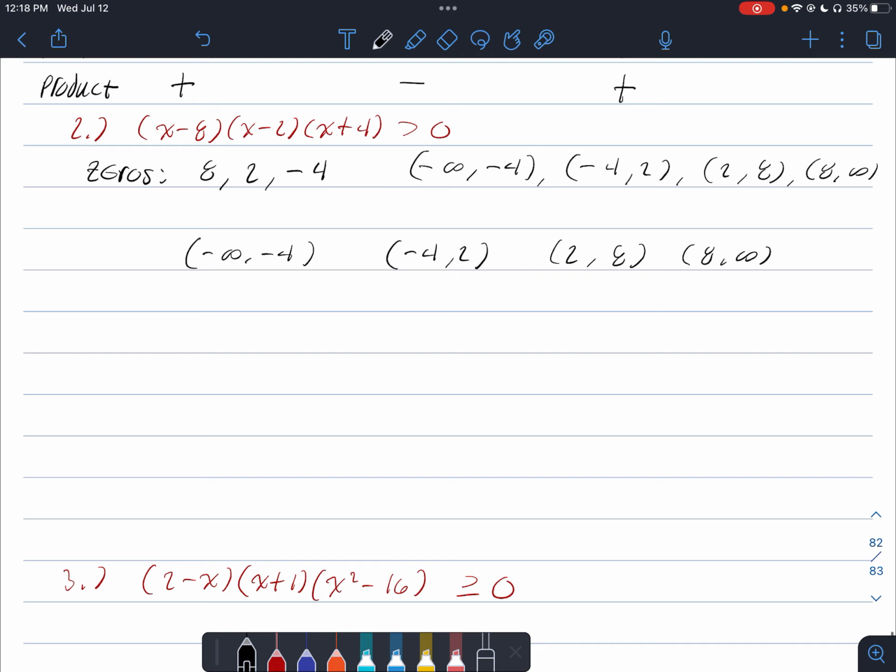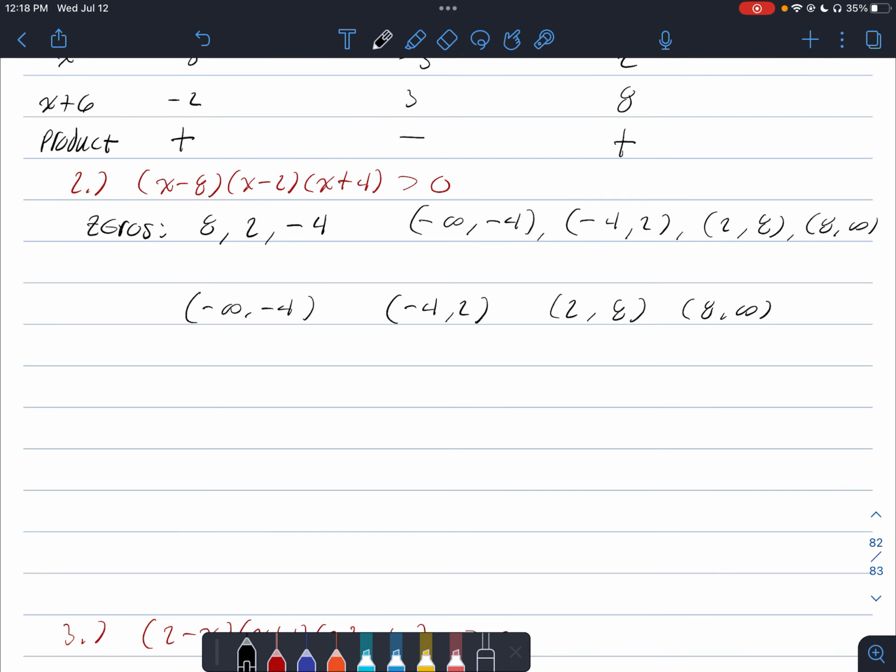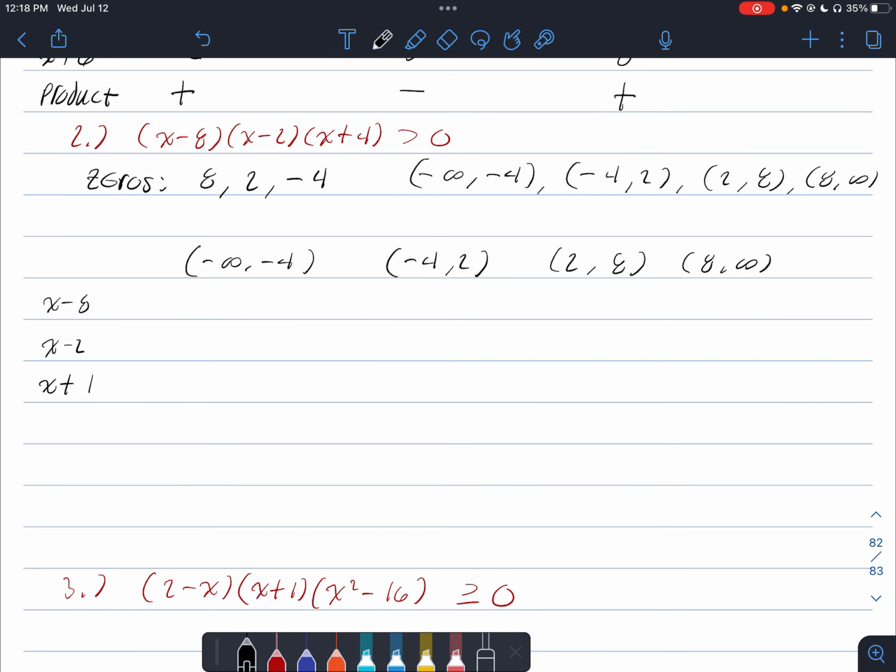Okay, so now let's list each of our factors over here. We have x minus 8, we have x minus 2, we have x plus 4, and then we're going to take their product here. Okay, so let's start doing some test values here. Let's pull a test value from negative infinity to negative 4. Really, we're not necessarily worried about the exact answer here. We're just worried about what the sign is going to be. So we're worried about whether it's going to be positive or negative.